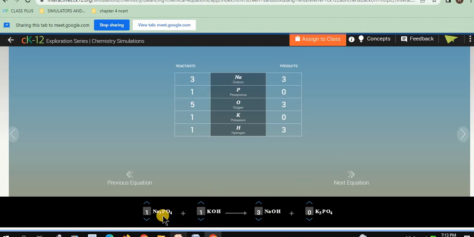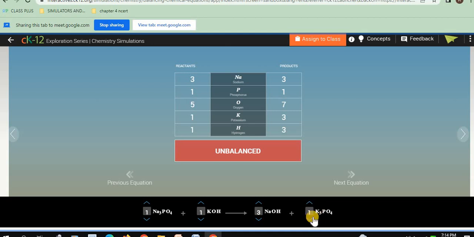Now let us move towards phosphorus. Left hand side phosphorus is 1, right hand side also phosphorus 1. It is balanced already, no need to do anything. Let us go ahead for K. I am not going to O, I am going to K first. How many K are there on the left hand side? One.